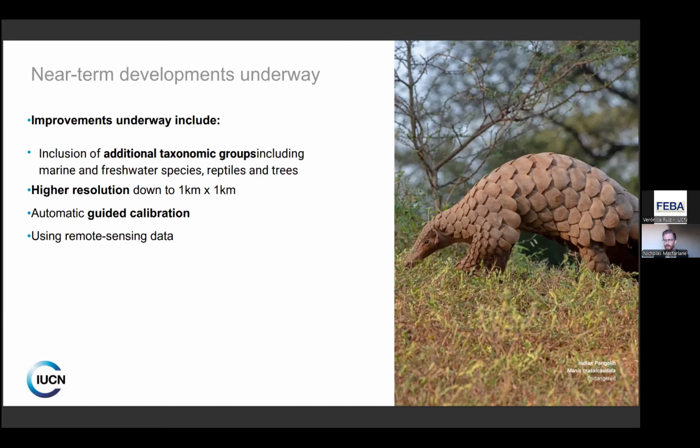The current layer is at a resolution of 5 by 5 square kilometers, and work is underway to increase that to 1 square kilometer resolution. And likewise, there's a whole development frontier around automating the calibration or ground truthing of STAR to make it easier to use, including incorporating satellite and other remotely sensed data to reduce the burden on the actual site where the calibration is being done.